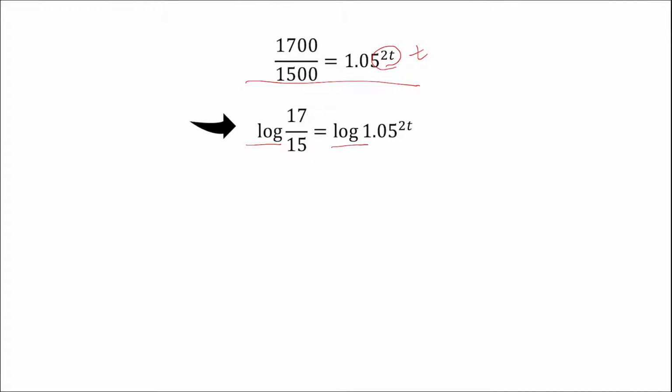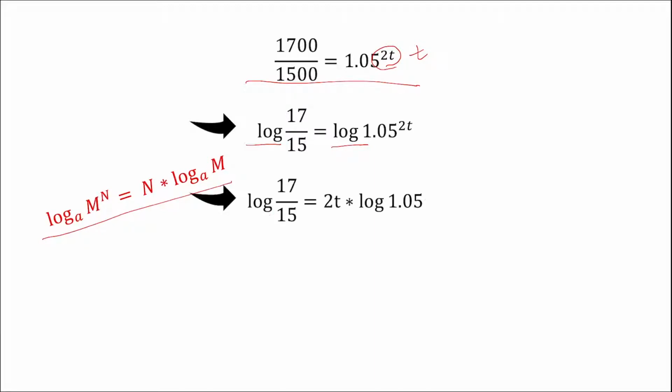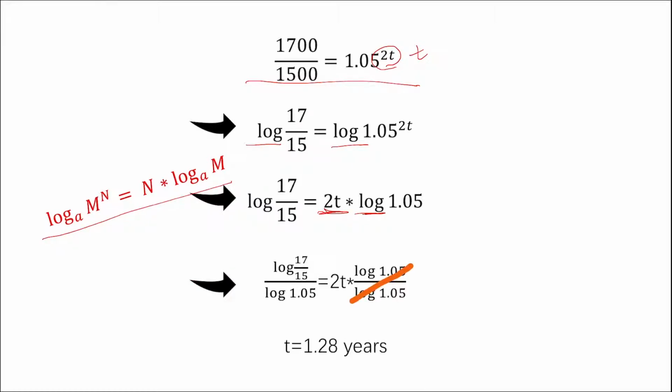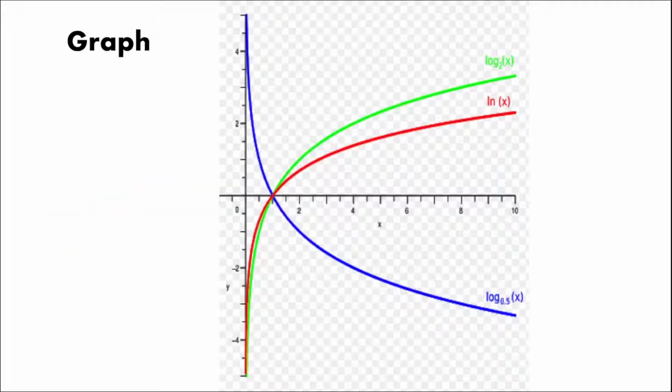We take the log based on 10 on both sides. The properties we introduced above allow us to put the two t's in front of the log. Then simplify it. Finally, we get t. We couldn't have done it without the logarithm. This is the graph of the logarithm.